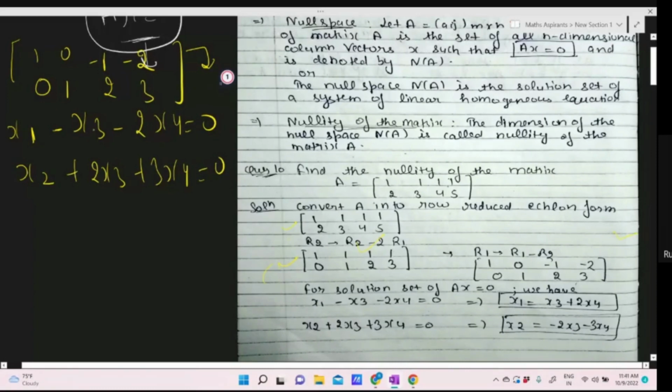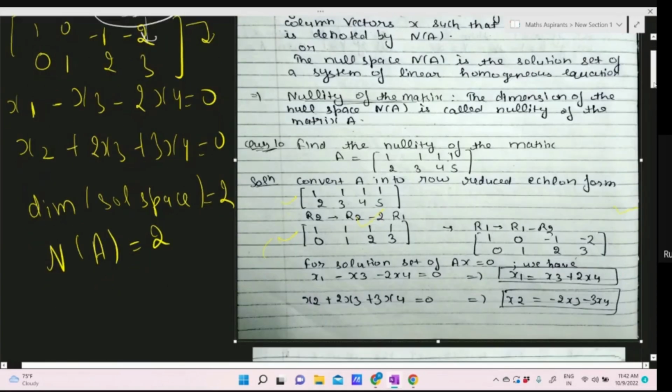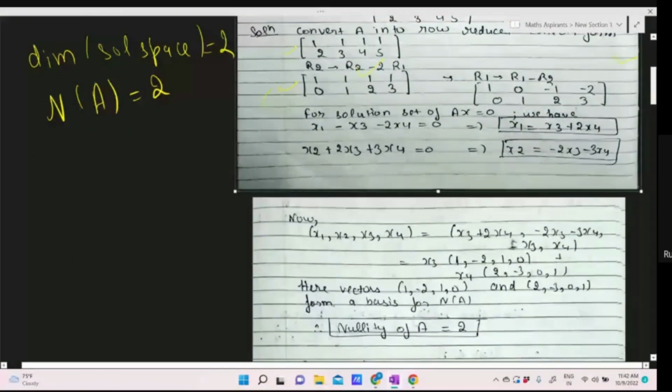If you know the values of x3 and x4, you can easily calculate the values of x1 and x2. Therefore, from here, we can see that the dimension of the solution space is 2. Therefore, the nullity of the matrix A is 2. The dimension of null space becomes 2 and nullity of A becomes 2. That is the dimension of the solution space.